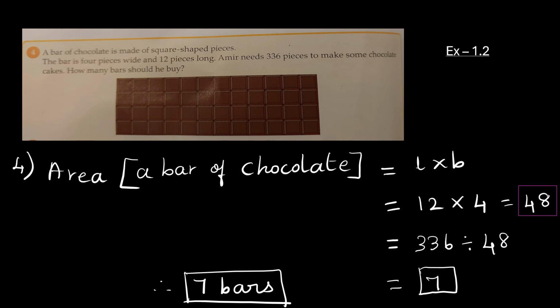Amir needs 336 pieces to make some chocolate cakes. So that means we have to divide 336 by 48. How many 48 fit into 336, which is equal to 7. 48 into 7 equals 336. That means 336 pieces is equal to 7 bars.